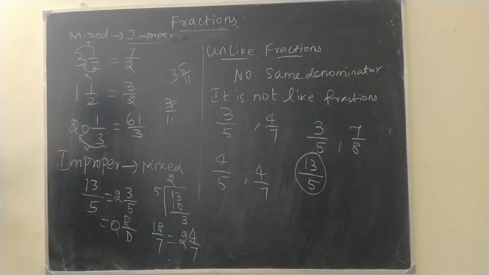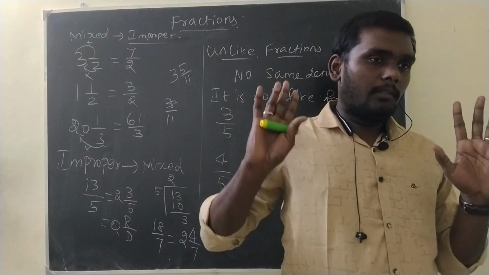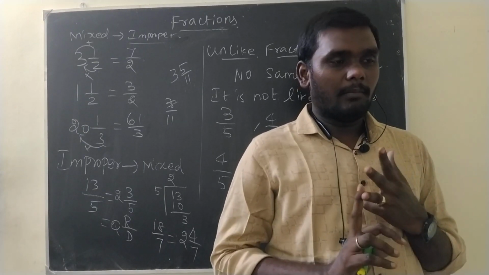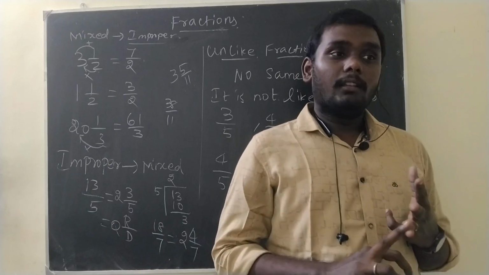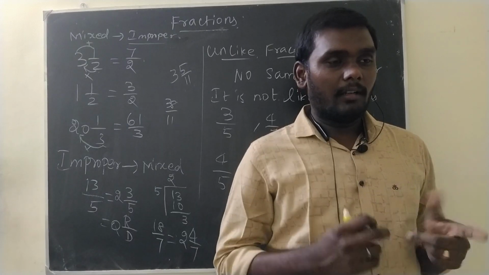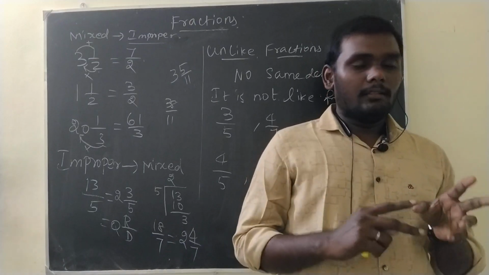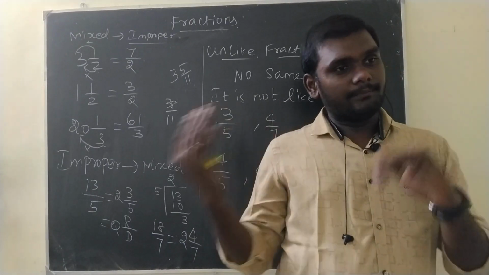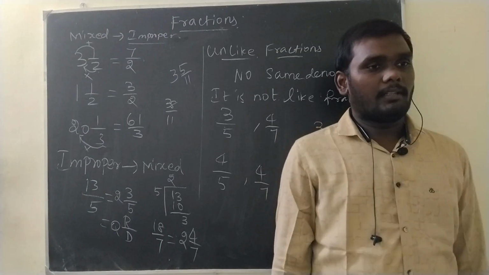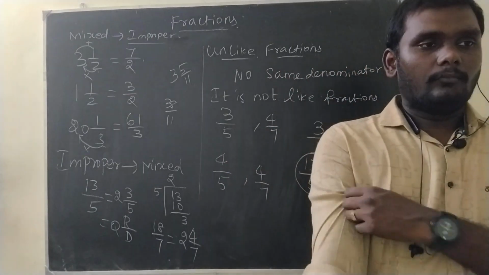Okay, that is it. So what are all the things we have seen from the beginning? Fractions, after that types of fractions: proper, improper, where denominator is big means proper, denominator is small means improper. Then like fractions, unlike fractions, same denominator, different denominators. After that equivalent fractions, after that mixed fractions, after that the relationship between mixed fraction and improper fraction. Okay, that is it.